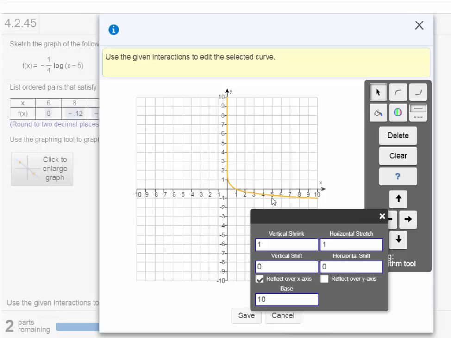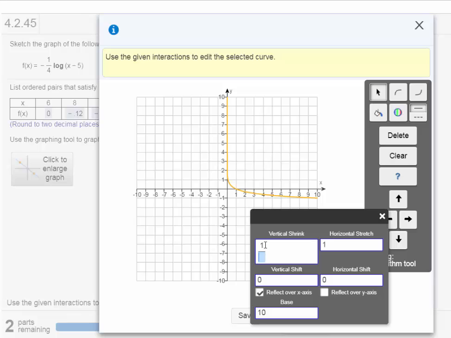Next part. The 1/4 that's being multiplied in front of the log, this is going to represent a vertical shrink. So we're going to go where it says vertical shrink. In here, we're going to type in 1/4. Enter.